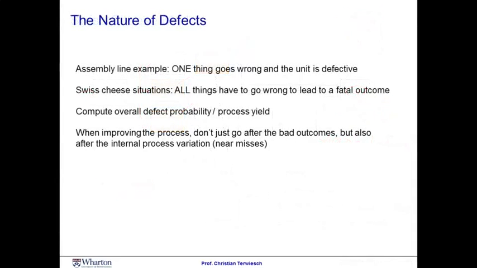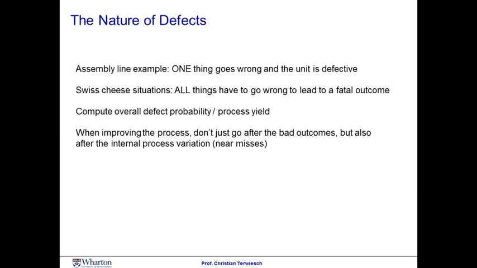In this session, we have discussed 2 examples of defects. In the assembly line example, we saw a situation in which a defect anywhere in the process would lead to a defective unit of flow at the end. In the Swiss cheese situation, we could afford to have some mistakes in the process, but due to redundancy, this would not necessarily lead to a bad unit of output. Multiple things had to stack up in a bad way to lead to that fatal outcome. We've talked about how you can look at the process flow diagram and then think about how to aggregate the individual defects and compute an overall defect probability, and that allows you then to compute the process yield.